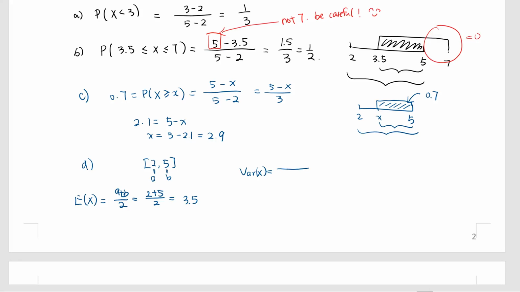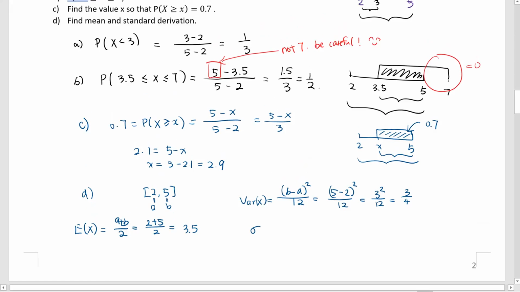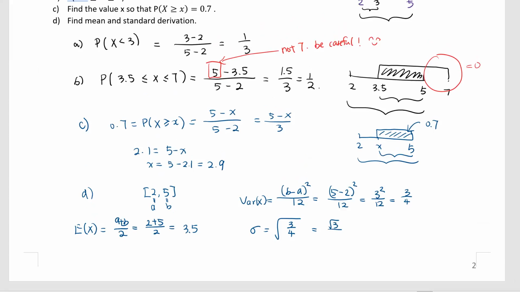And the variance is B minus A squared over 12. B is 5, A is 2, squared, over 12. That is 3 squared over 12. You can cancel the 3, and we get 3 left and 4 here. So that is the variance. But we are looking for the standard deviation. Standard deviation is the square root of the variance. Square root of 3 over square root of 4, which is 2. So we can leave our answer like that. Alright, so that is the uniform distribution. Alright, bye.